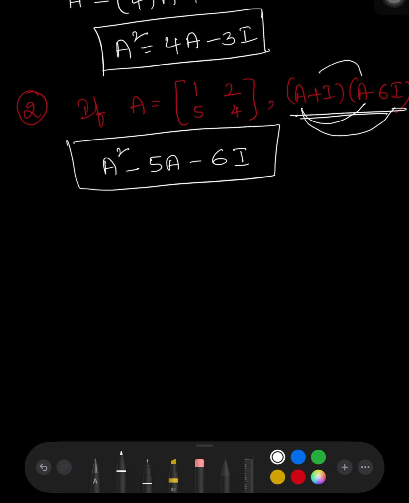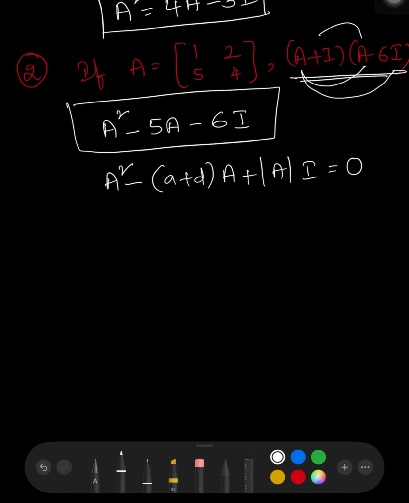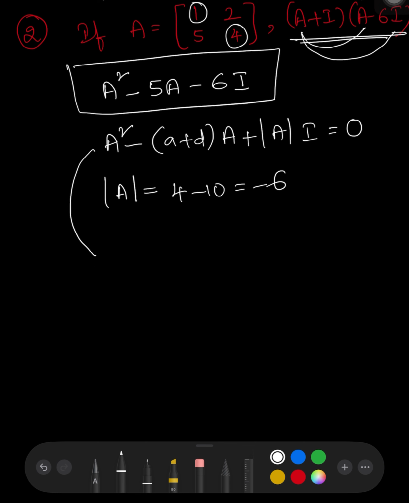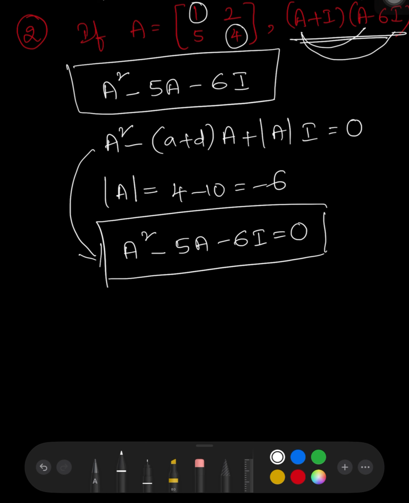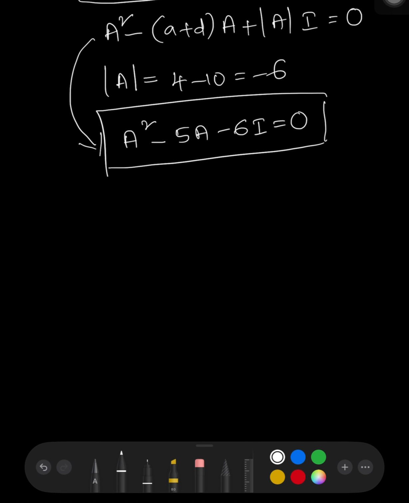So we have the equation A square minus (a plus d) into A plus det A into I is always equal to 0. What is a here? a is 1 and d is 4, so a plus d equals 5. From that matrix, det A equals 4 minus 10, that is equal to minus 6. Now we substitute in this equation: A square minus (1 plus 4) 5A minus 6I equals a null matrix 0. So the answer for this question is the null matrix.